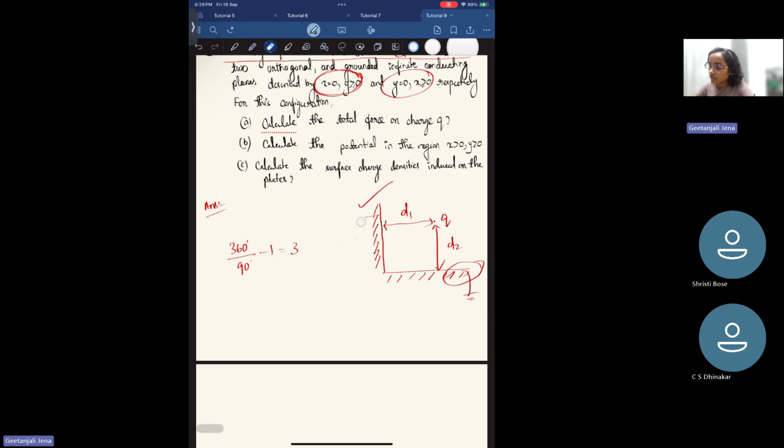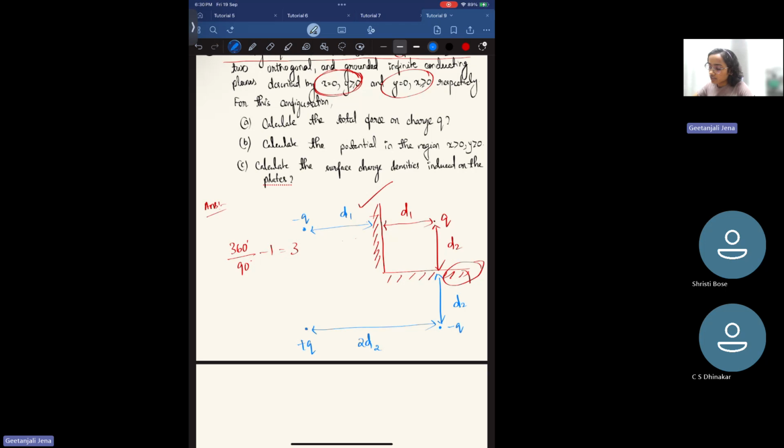So let me remove it so that I can show the image charges. So one will be minus q at d2 distance here, and one will be minus q at d1 distance, and one charge will be here, which is plus q at a distance 2d2.